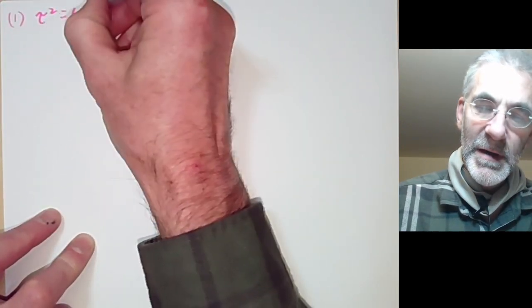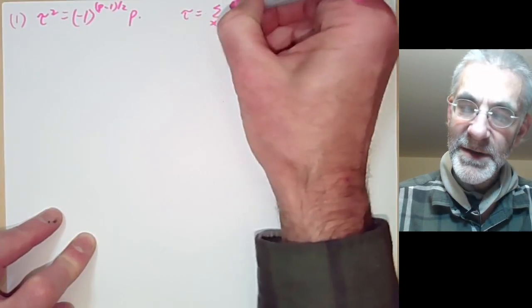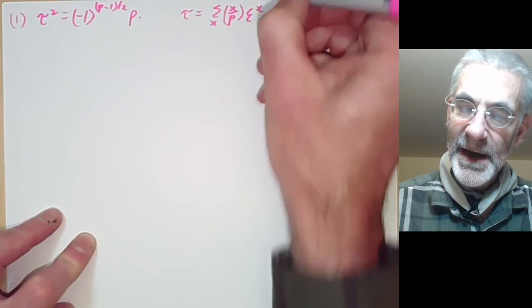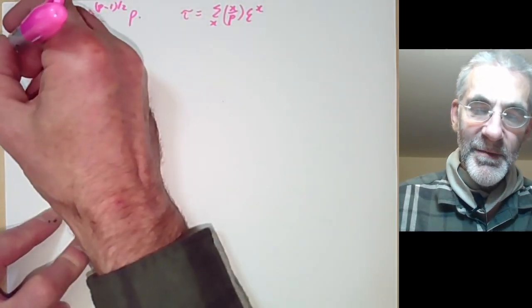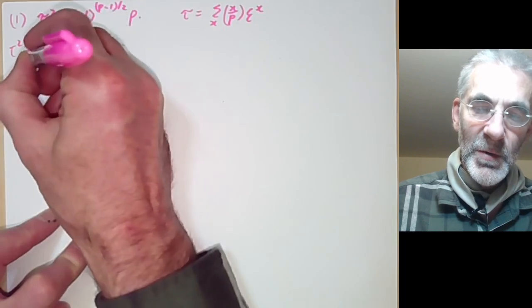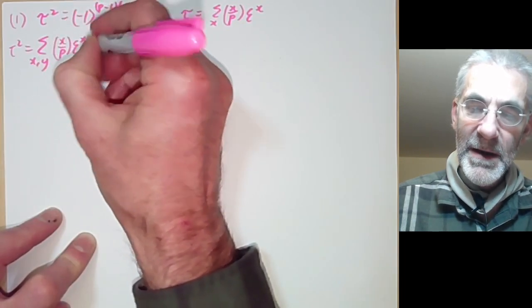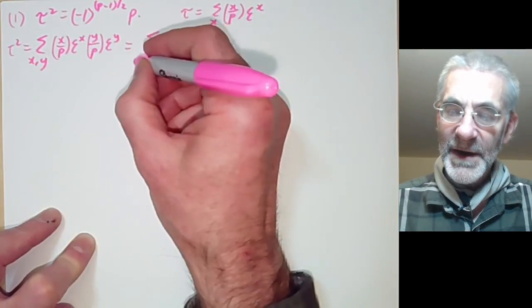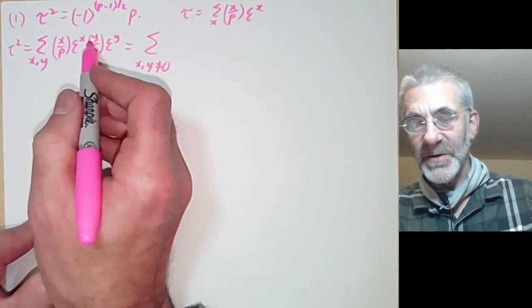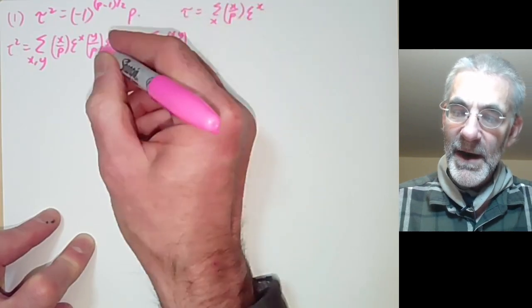The first pink lemma says that tau squared is equal to minus 1 to the p minus 1 over 2 times p. And we just recall that tau is equal to the sum over x of (x/p) times epsilon to the x. And now tau squared is got by multiplying this sum by itself. And we can do this by writing a double sum where we sum over all x and y of (x/p) times epsilon to the x times (y/p) times epsilon to the y. And now we can rearrange this a little bit. First of all, we can just sum over x and y non-zero, because if x or y is zero, these terms vanish. And then the Legendre symbol is multiplicative, so this becomes (xy/p), and we get epsilon to the x plus y.